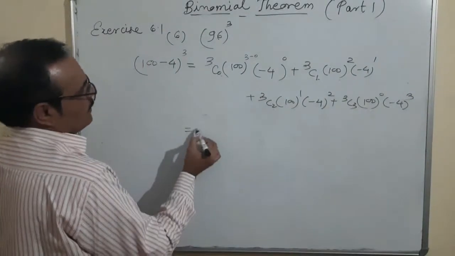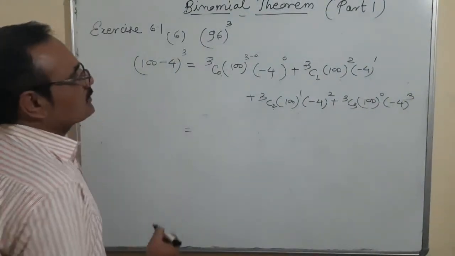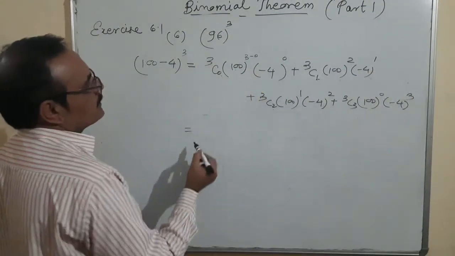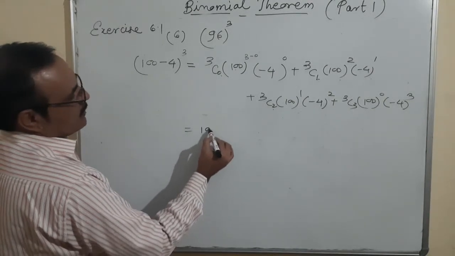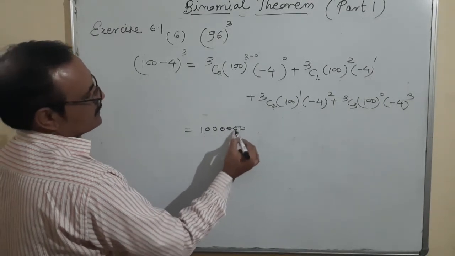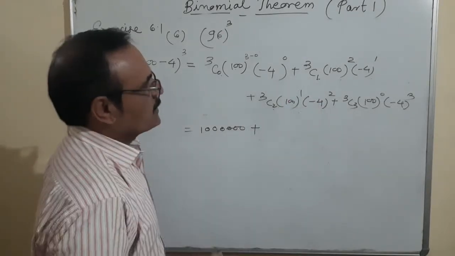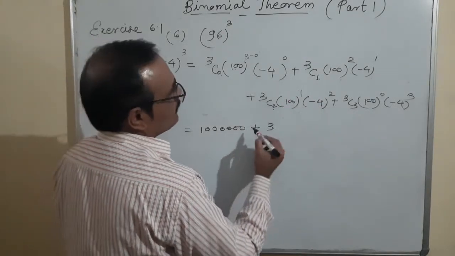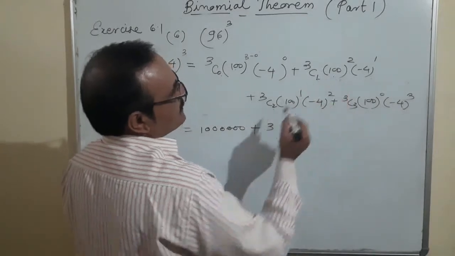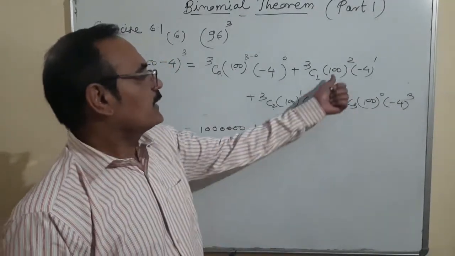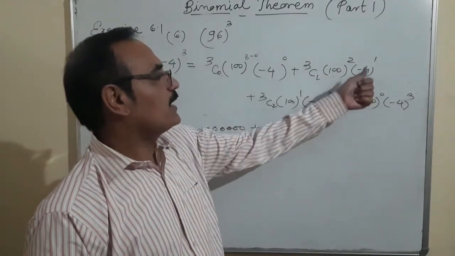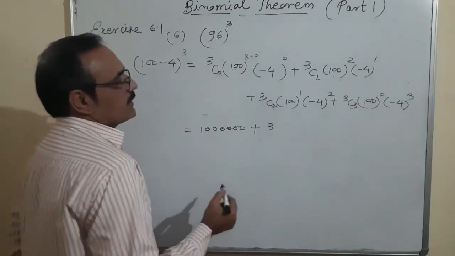Okay. 3C0 that is 1, 100 to the power 3. So 1 with 1, 2, 3, 4, 5, 6 zeros. 3C1 result is 3. This is 10,000 multiplied by 4. So minus 40,000.